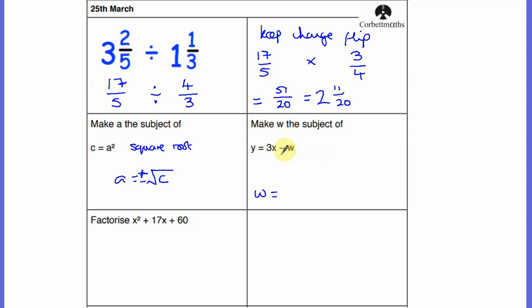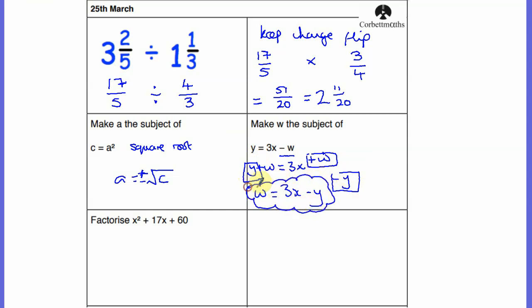First of all, I would make my w not negative, because we don't want it to be negative in our final answer. So my first step here is going to be to add w to both sides. So that's going to leave me with y plus w equals 3x. And then this y here is stopping me from having w on its own, so I'm going to subtract y from both sides. So w equals 3x minus y as our final answer.